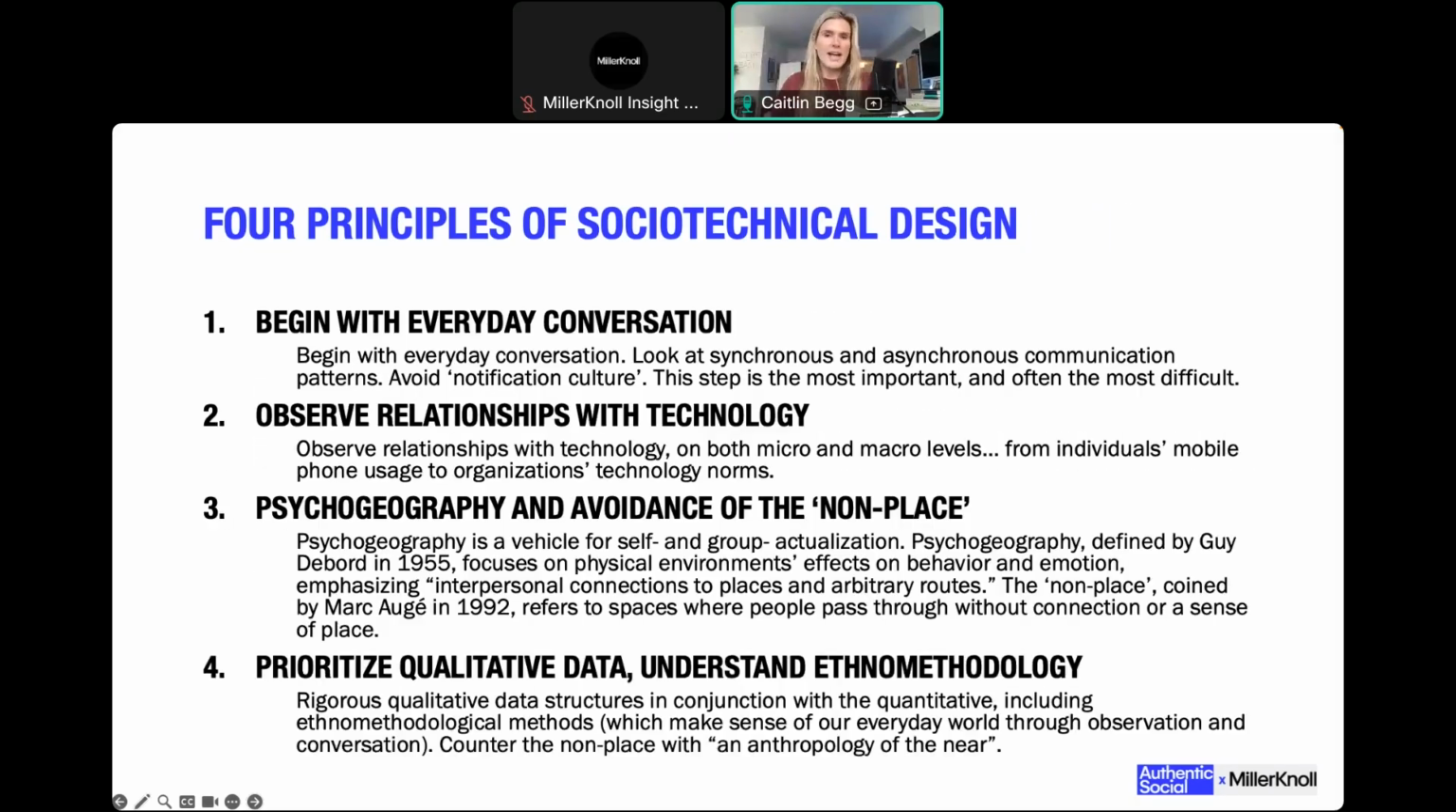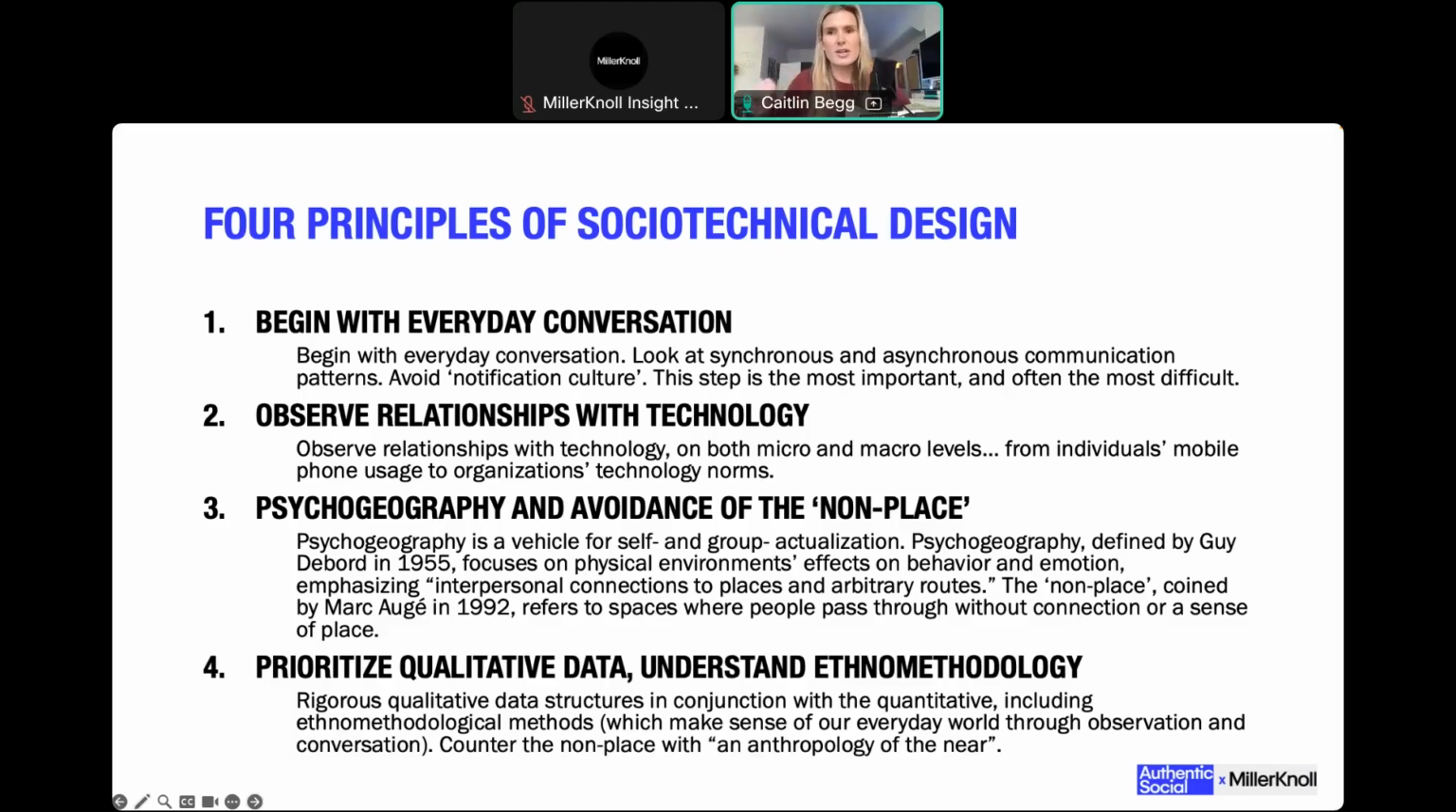Now, also, it's important to observe our relationships with technology, especially in hybrid and remote work settings. You might have bought, say, a $12 million software, but employees might not be using it. If you don't understand how employees are using things on an everyday basis, that can compromise the success of change management and of different things that you're trying to do as an organization.